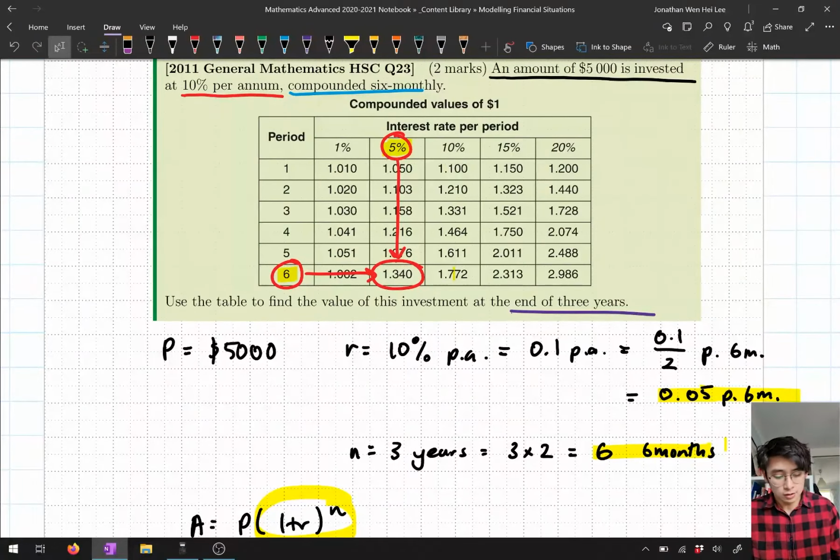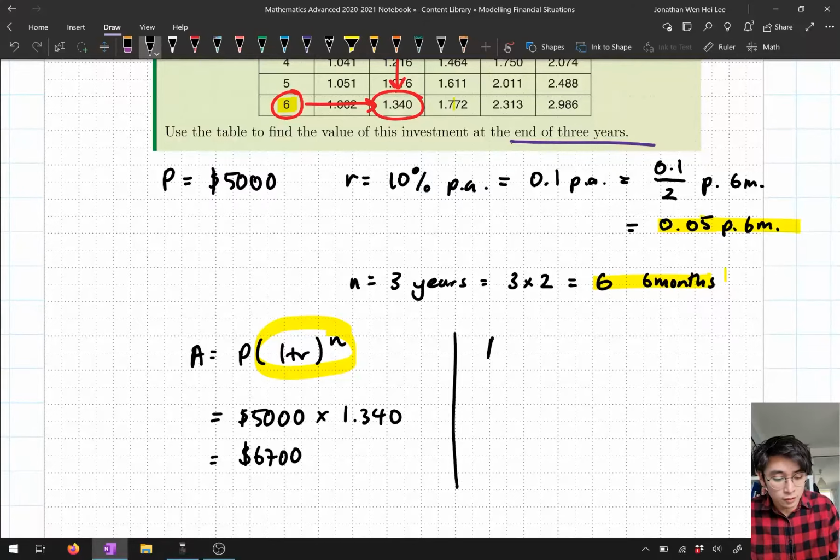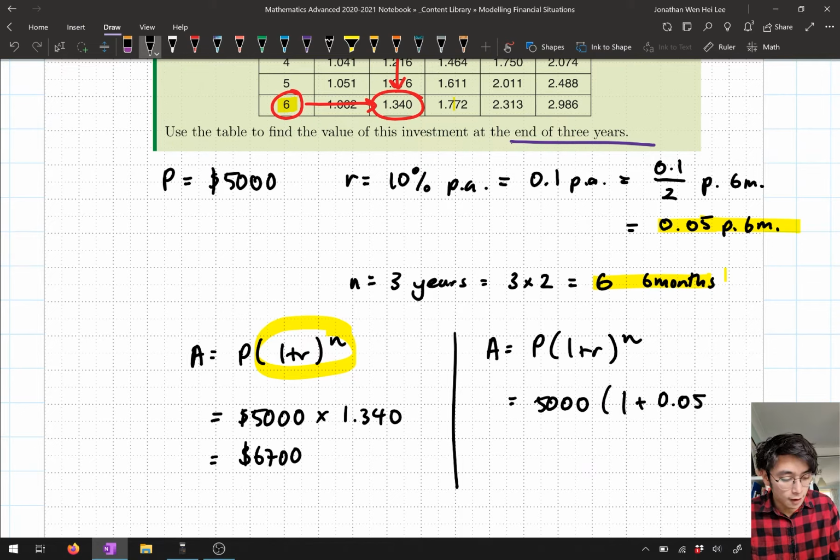Now, you could also do this using our compound interest formula. We could go, okay, the present value was 5,000. I'm going to multiply that by 1 plus 0.05, to the power 6.